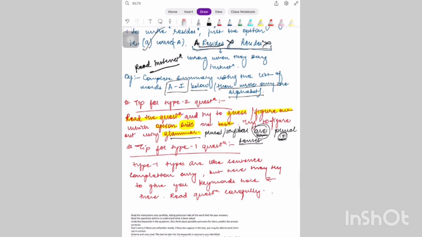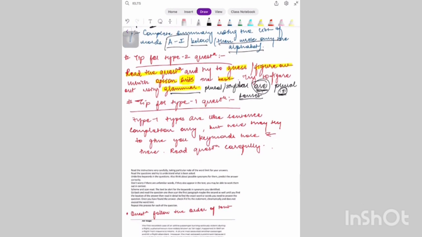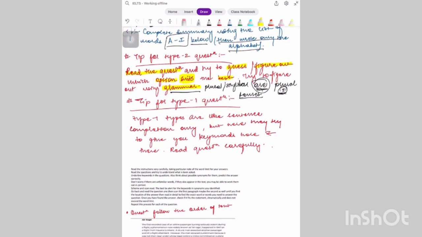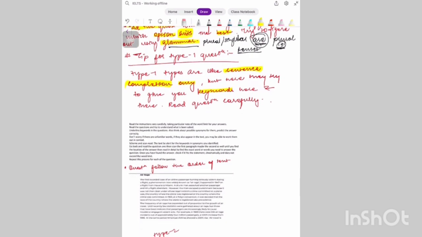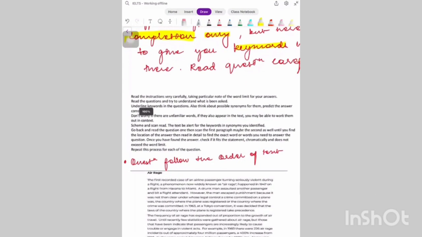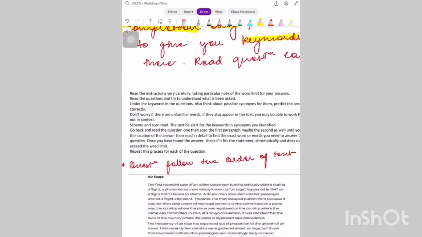Now the tip for type 1 questions. Type 1 questions are like sentence completion. As I have said, these are a simple form of summary completion. But here they try to give you keywords here and there. So read the question carefully. This is like a normal sentence completion question, and the keywords will be mentioned in the text. So you have to read the text carefully. Now there are some instructions given here. Read the instructions carefully.